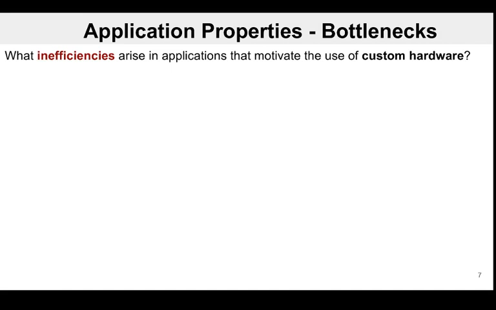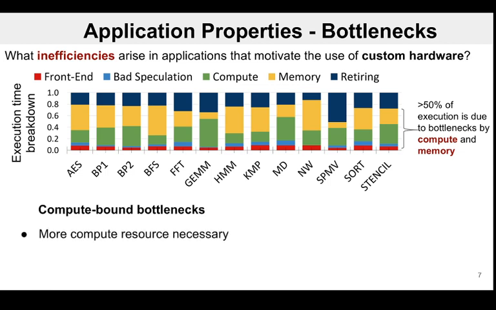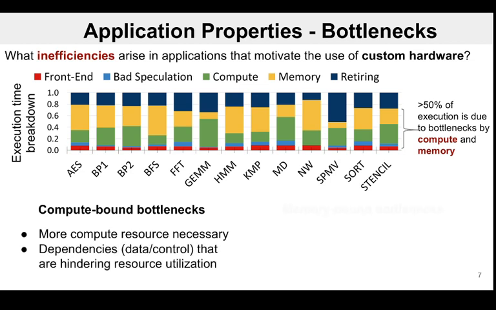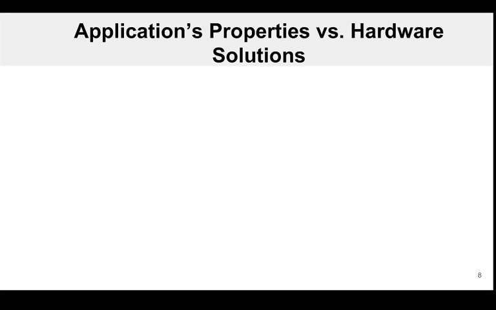To select the properties to use for mapping, we started with the question of what inefficiencies arise in applications that motivate the use of custom hardware. To investigate this, we used VTune Amplifier to find inefficiencies in CPU code. And the results showed that most of the inefficiencies come from compute and memory bound. When we break this down further, bottlenecks in the compute bound are requiring more compute resources and dependencies, and bottlenecks in memory are high latency and insufficient memory bandwidth.